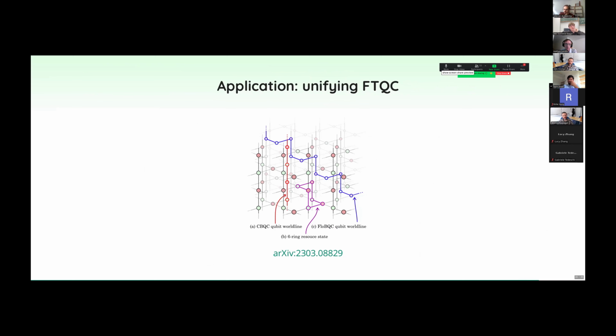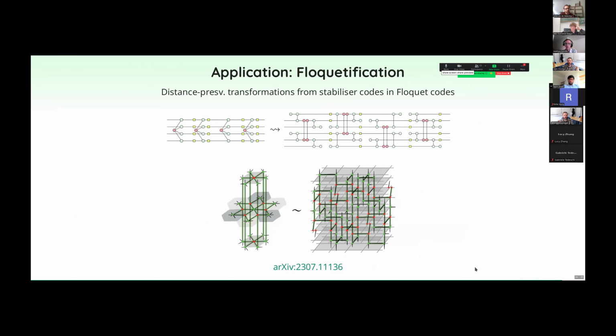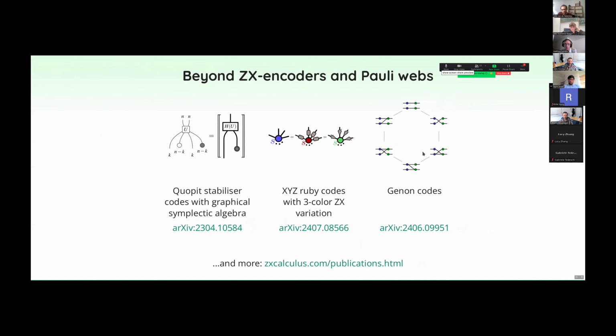So an application of this is you can really think about lots of different kinds of fault-tolerant protocols as just different readings of the same ZX diagram. So there's this paper on unifying fault tolerance. And you can also think about Floquetifying a stabilizer code. So I can take, say, a stabilizer measurement circuit, I can do some unfusions, and I have a Floquet code. Okay, so this is from one of Teague's papers, and this has actually been Rodetz's picture, so credits to him. Yeah, so that's kind of what I wanted to say about Pauli webs.